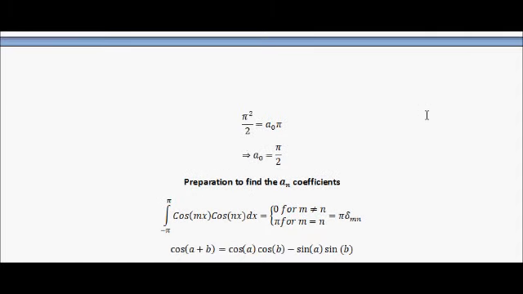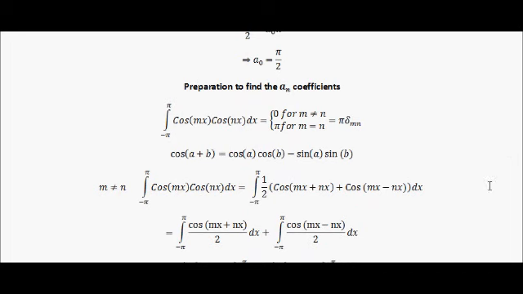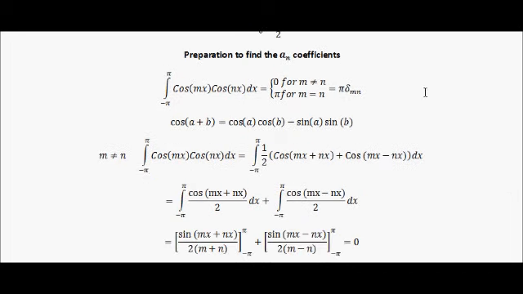Now I'm going to work out what an is, which is significantly harder and takes significantly longer. This is just a bit of background work in order to work out what an is. It's some things about functions. If you wanted to integrate between pi and minus pi, or it could be another period, but in this case it's pi and minus pi, cos mx cos nx, where m and n may or may not be the same.